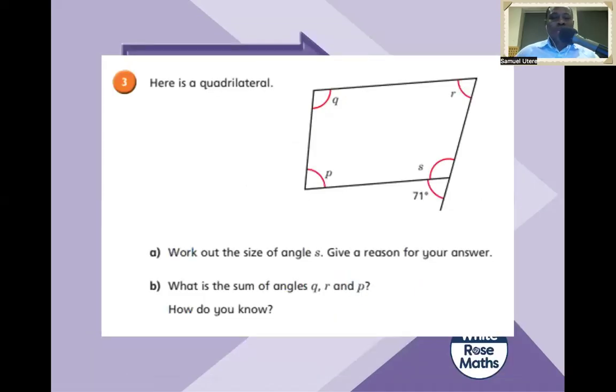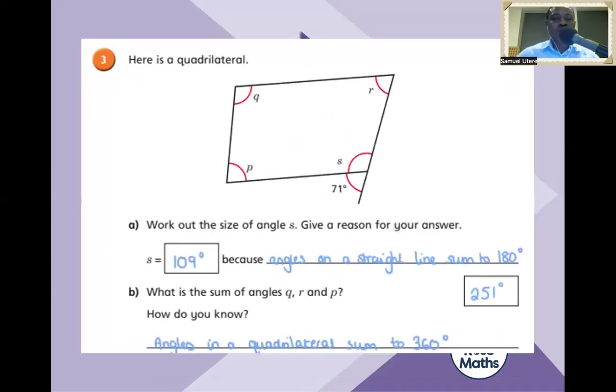Pause the video and answer question 3 in 2 minutes. Assuming you've paused the video and you've answered question 3, here are the answers. Let's discuss them. For question 3, we're asked to work out the size of angle S and to give a reason for our answer.